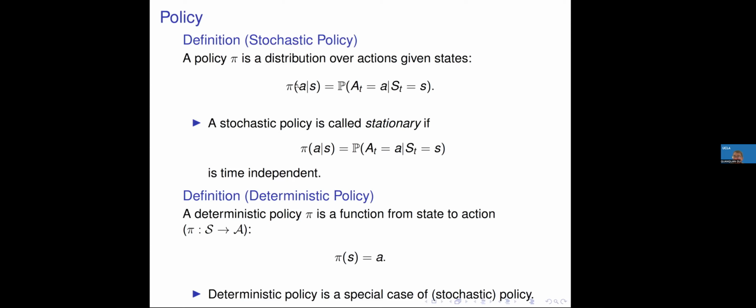Another concept I mentioned before is policy. So what's the mathematical definition of policy? Policy is just a distribution of action over some state. We use this pi(a|s) to denote the policy, which could be stochastic, which could be a distribution. And the policy is stationary if this distribution is time invariant. A special case of stochastic policy is called a deterministic policy, which means at each state, you just take one action deterministically without any randomness.